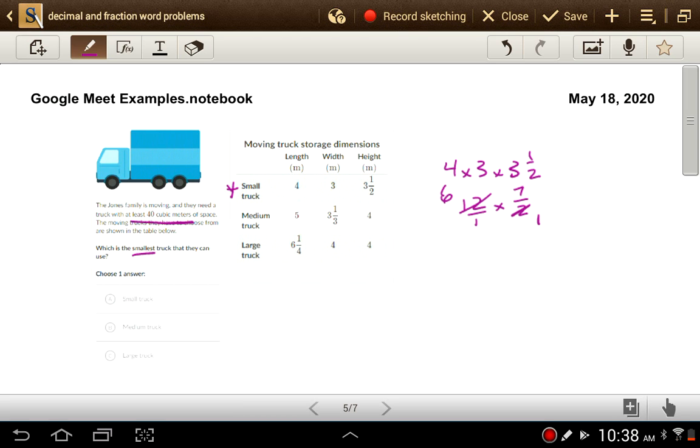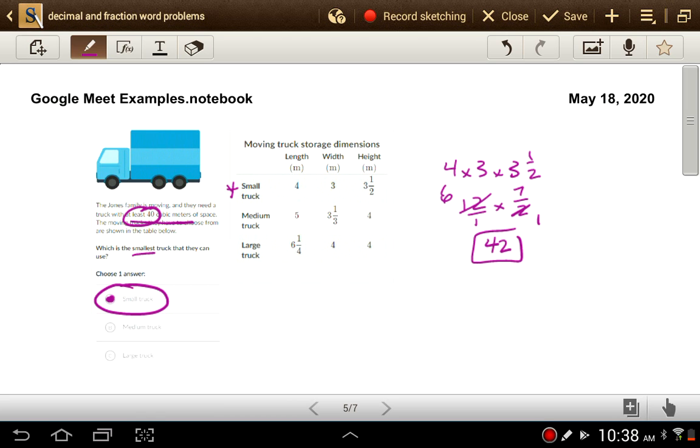Now when I multiply, I'm just doing 6 times 7, multiplying my numerators. That is 42 over 1, which equals 42. 42 is at least 40, so it's big enough. So all I need is the small truck, so that is my answer, A.